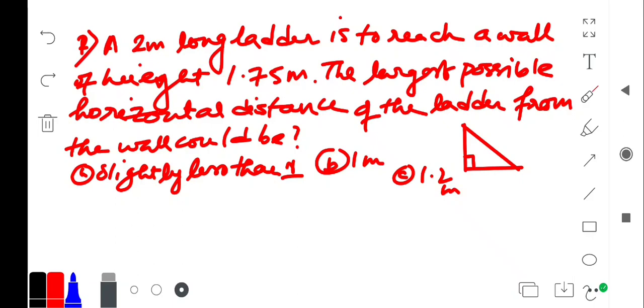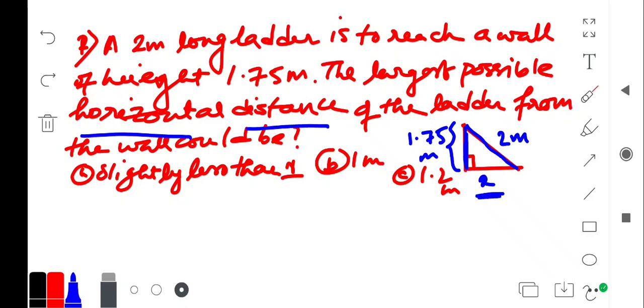Now a 2-meter long ladder should reach a wall, that means the ladder most of the time leans against the wall, making an angle, so that's why this will be 2 meter. Then the height of the wall will be 1.75 meter. Now the horizontal distance is x, this is horizontal.